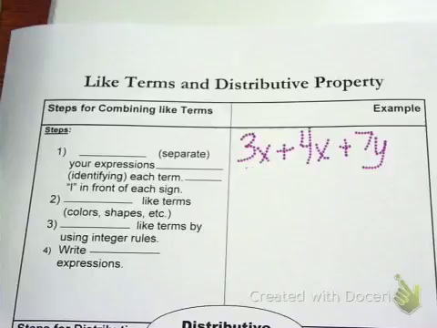Now, when you look at it, your term has a coefficient. And remember, your coefficient is the number that's in front of the variable. So the 3 in the term 3x is considered my coefficient. The x is what you call your variable. As we go through this, you're going to hear me call the variable the last name.